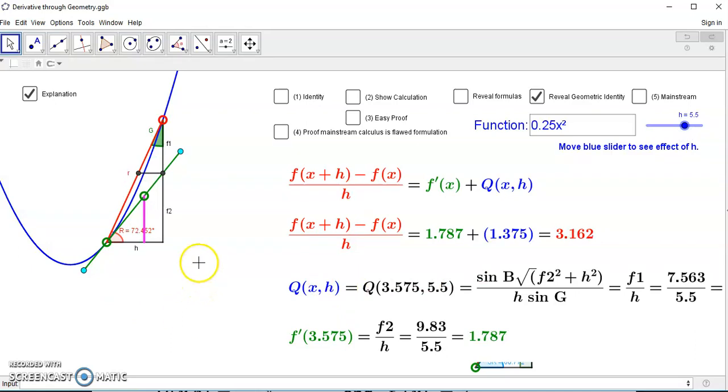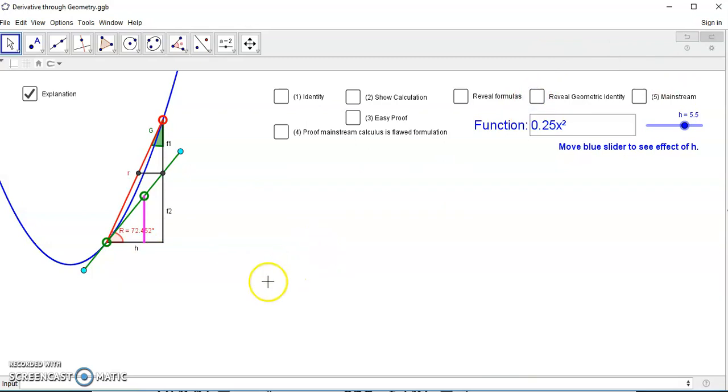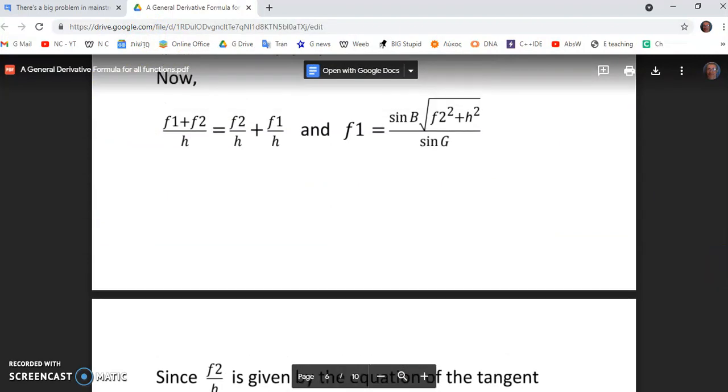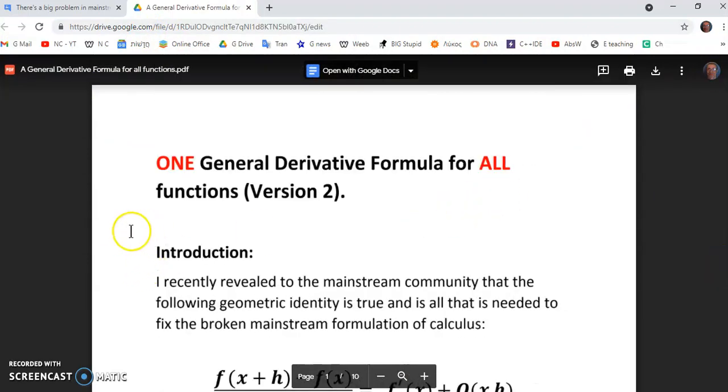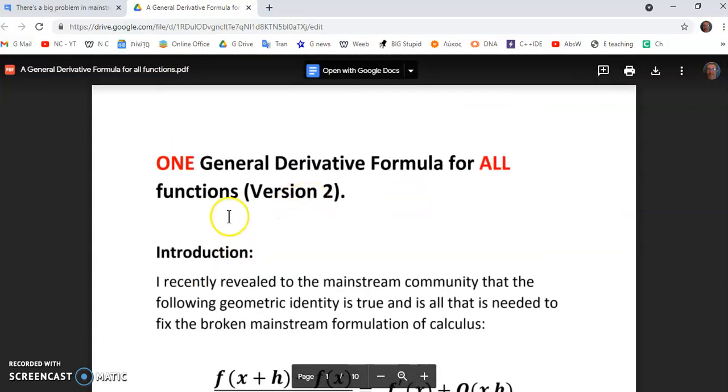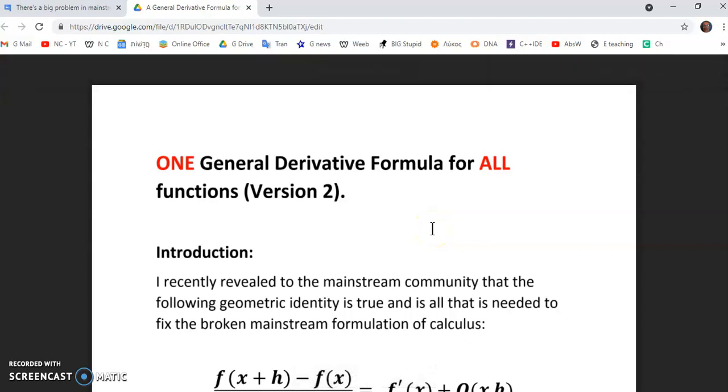I am not going to ramble on and on. I encourage you to read this article of mine, which is called the General Derivative Formula. It's historic, and it's very important because it exposes the fraudulent formulation of mainstream calculus. Now notice when I say that, I don't mean that the results of calculus are wrong. On the contrary, I'm saying the formulation is wrong.